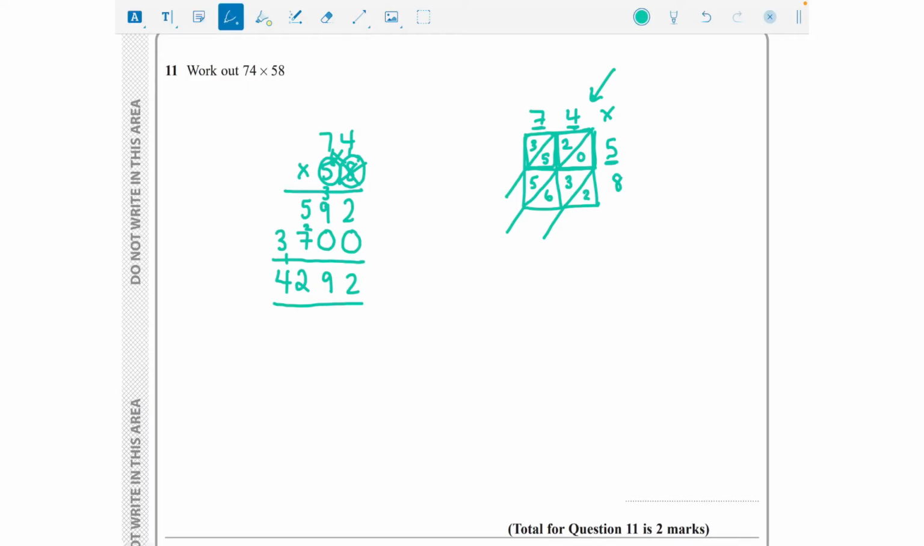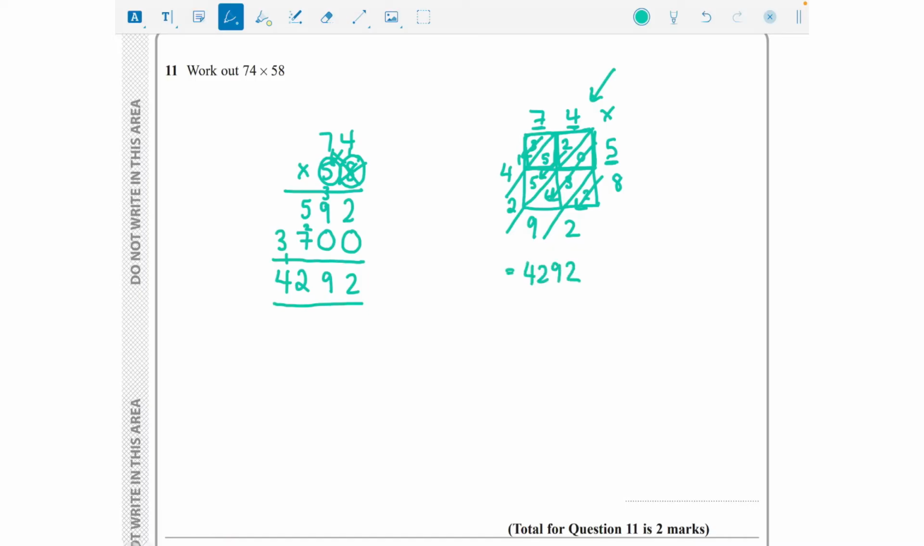Now we're going to add down each diagonal section. So in this first diagonal section, you've just got 2. In the next diagonal section, you've got 6 add 3 add 0, which is 9. In the next diagonal section, we've got 5 add 5 add 2, which is 12. So we put 2, carry the 1, and then I've got 3 add 1 in that top section, which makes 4. So again, we get 4,292.